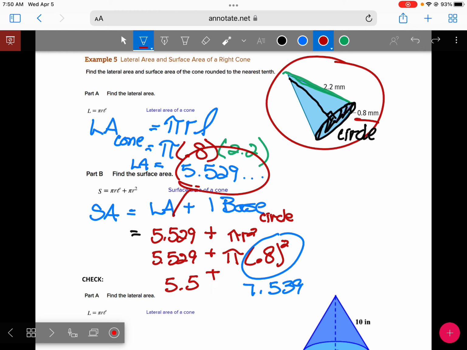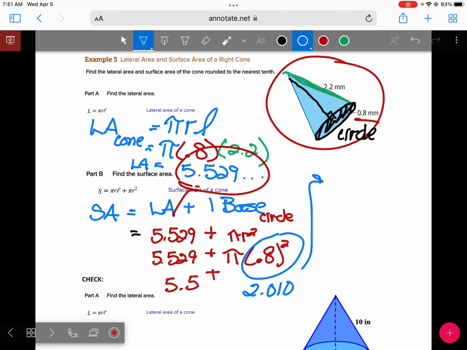Did anybody find 0.8 squared times pi? That's what I really want. 0.8 squared times pi. I don't have a calculator. Come on, guys. I'm relying on you. 2.010. 2.010. There we go. Okay.